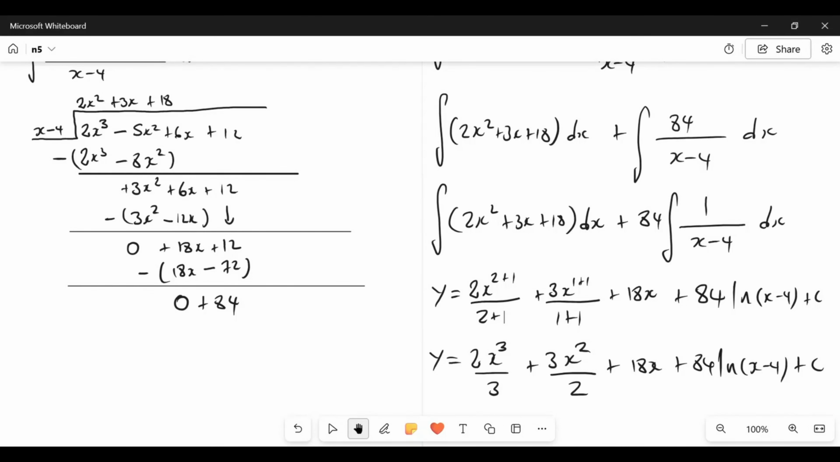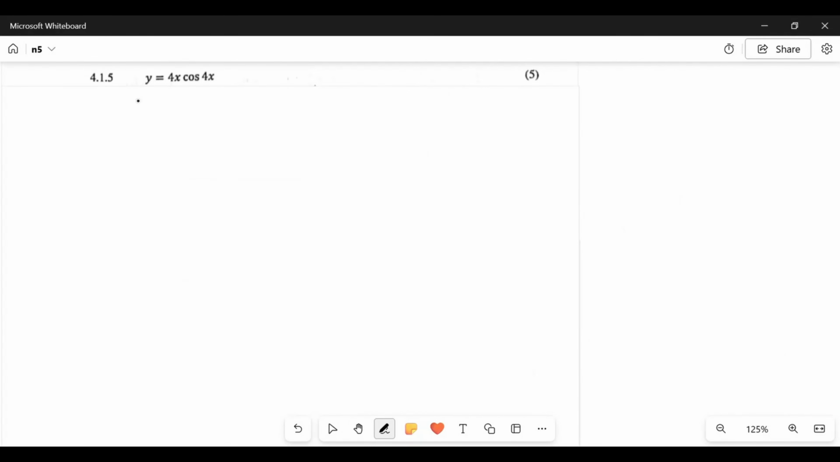Let's go and do question 4.1.5. All right, let's look at question 4.1.5. Now we have the following expression. It goes like this: y is equal to 4x multiplied by cos 4x.